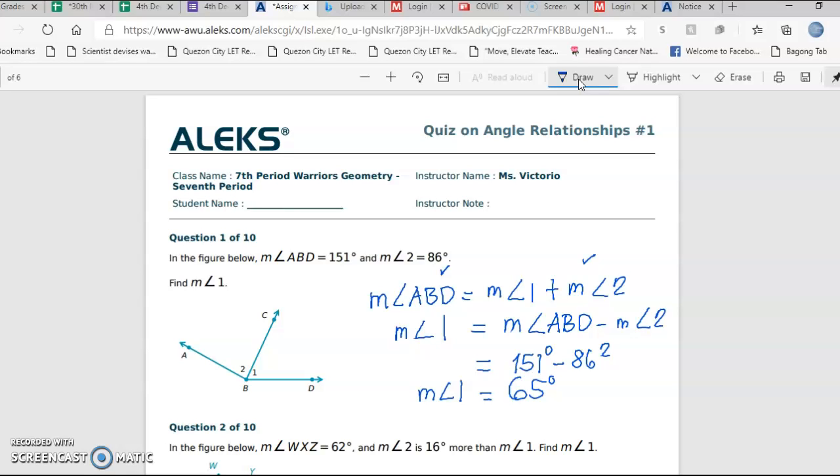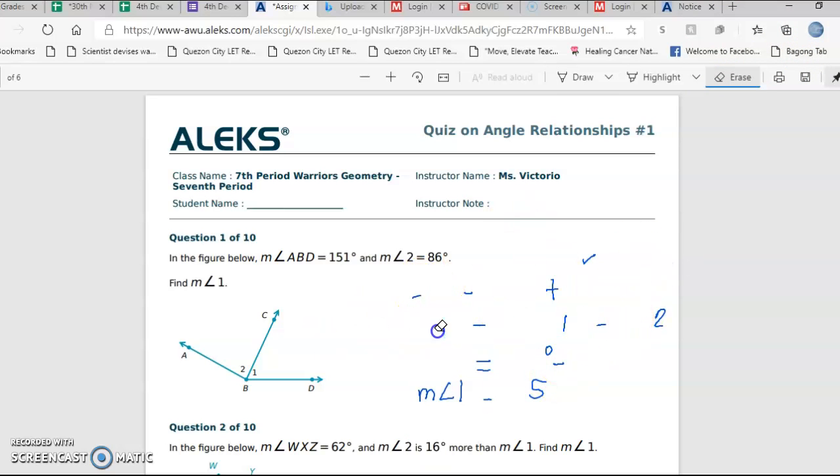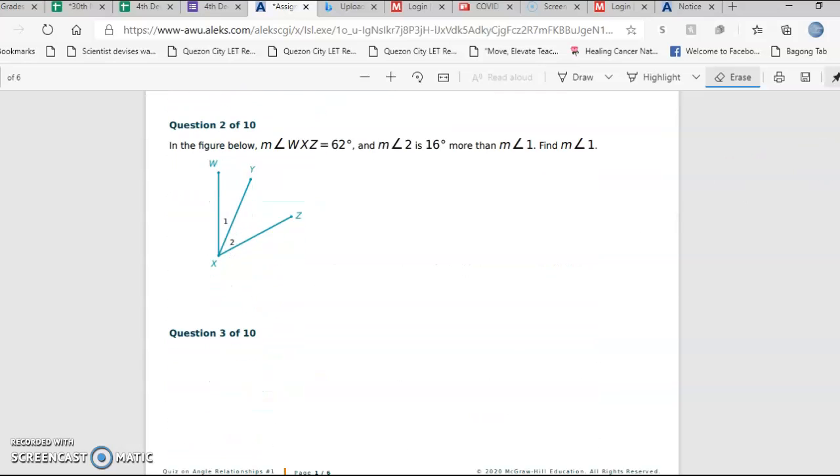Do you have any questions? If there are none, then we move on to number 2. Let's erase this first. Then we move on to number 2.